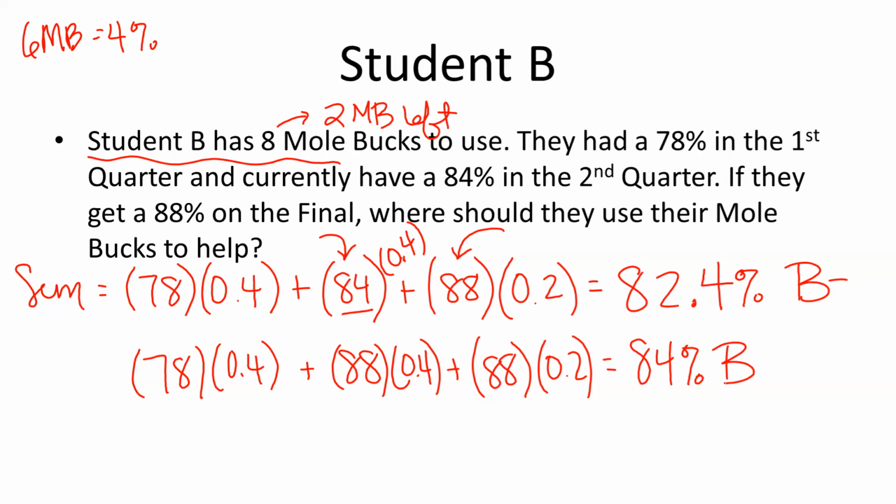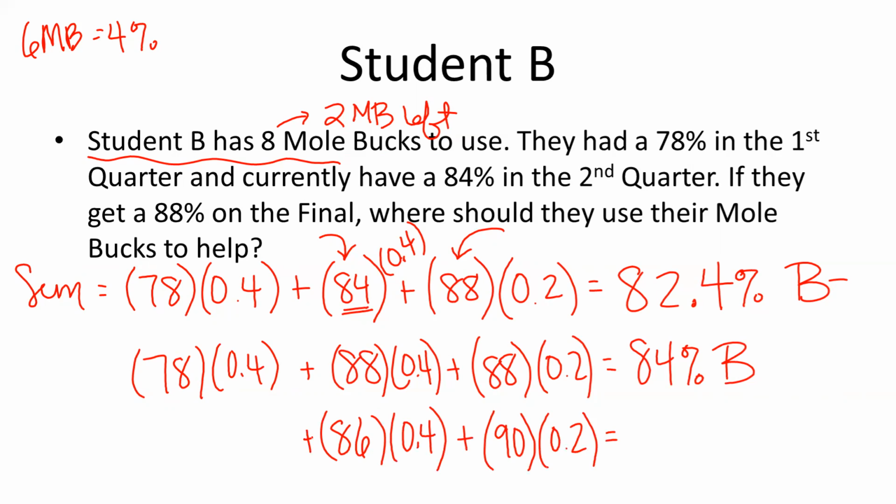But let's change it. Instead of adding the full amount to the second quarter grade, instead of an 84, let's take it to an 86, and then add the other 2% to your exam to make that a 90. Just to see, does it help, does it hurt? What's the difference?